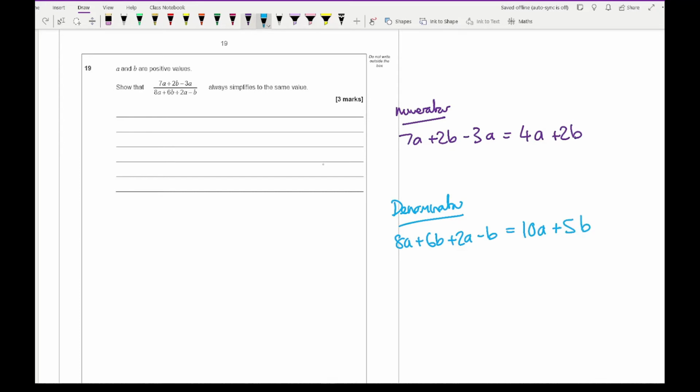Now, one thing I notice here is that this whole fraction equals 4a plus 2b over 10a plus 5b. I can actually factorize the top. So I can take 2 out, so I've got 2 and then 2a plus b. And I can then factorize the bottom, which gives take out 5, so I've got 2a plus b. And what you then notice is that the 2a plus b's cancel, which means that you'll always be ending up with 2 over 5 for all possible values of a and b.